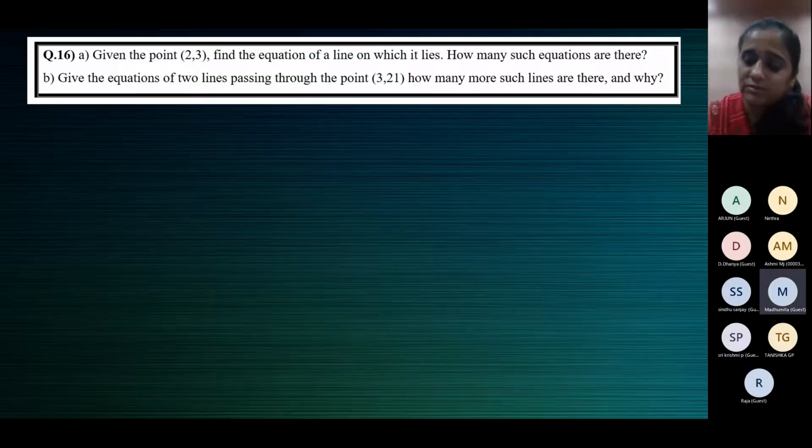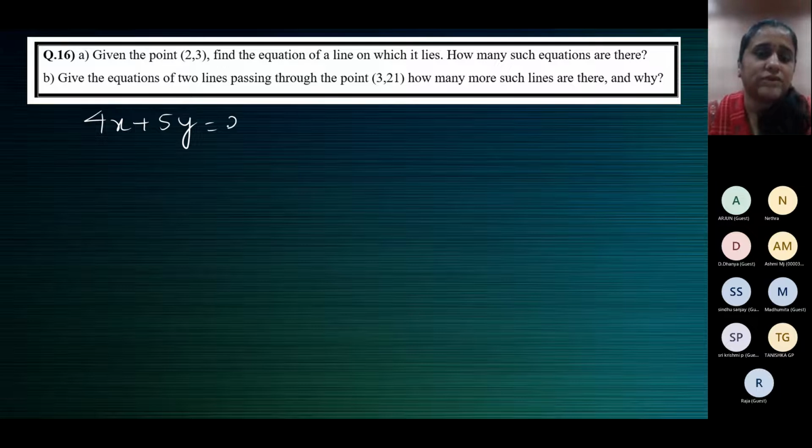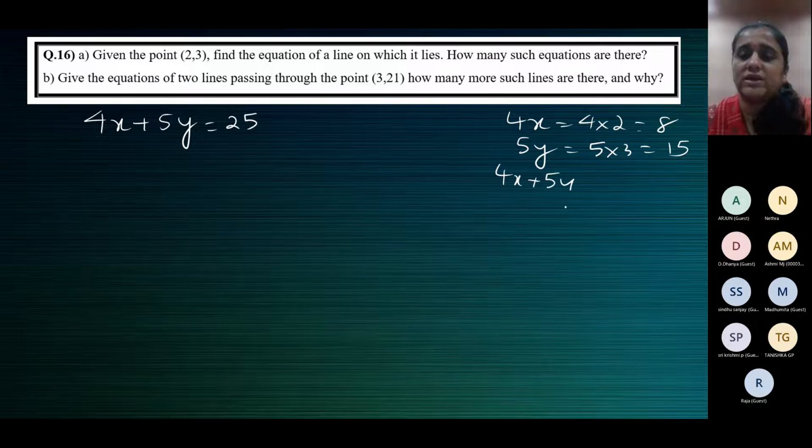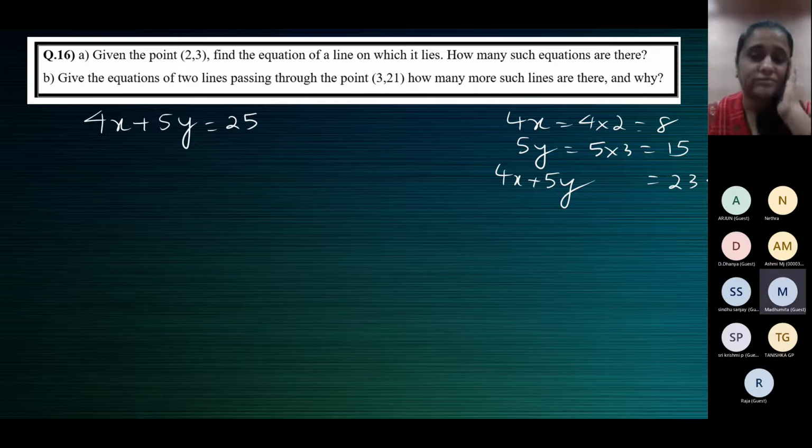Ma'am, can I try? Yeah, Madhumita. 4x plus 5y is equal to 25. Let me check. 4x is equal to 4 into 2, 8. And 5y is equal to 5 into 3, 15. So when you add 4x plus 5y, I'm getting 23. Sorry, ma'am, I made a mistake actually. It's actually 5x, ma'am. Oh, okay, fine, no problem. So it is equal to 23.